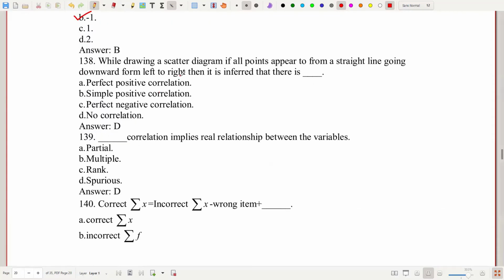While drawing a scatter diagram, if all points appear to form a straight line going downward from left to right, then it is inferred that there is no correlation.